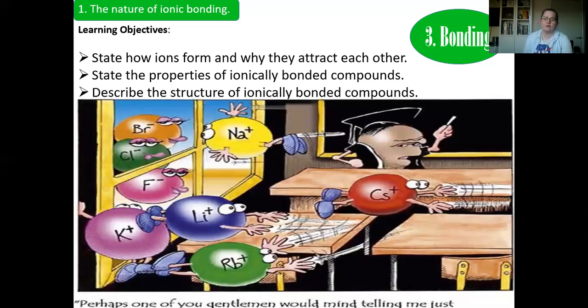So we're going to start off with ionic bonding. We're going to look at how ions are formed, why they attract each other, the properties of ionically bonded compounds, and the structure of ionically bonded compounds. So we'll start off with ionic bonding.